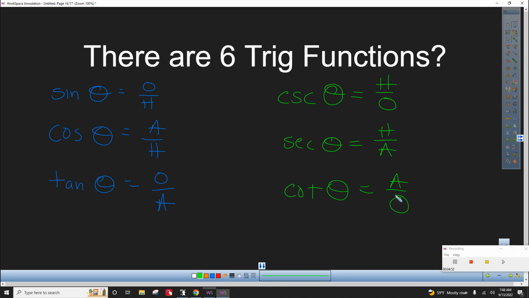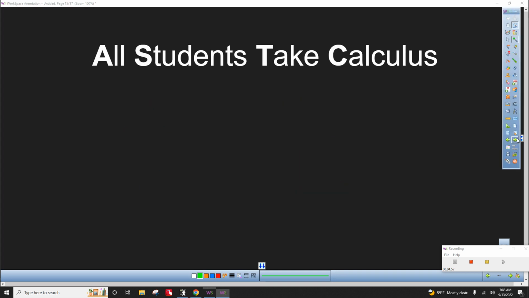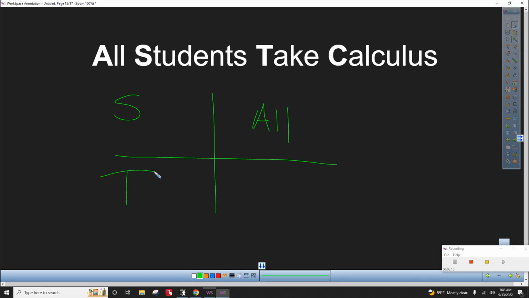This is the most important thing from section 1.2. Oh, shoot, all students take calculus. This tells you where the functions are positive. All of the functions are positive there. The sine function is positive there. The tangent function is positive there. And the cosine function is positive there. Consider that a teaser because I'm out of time. Boom!